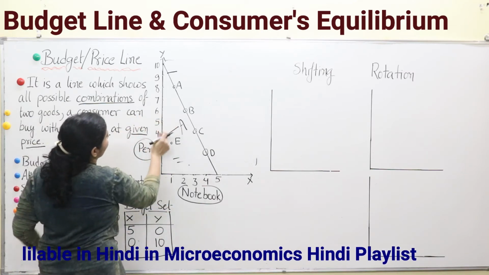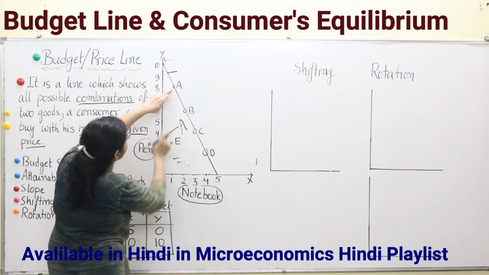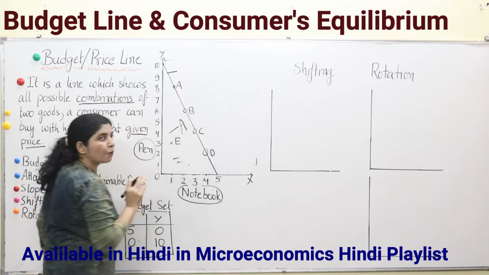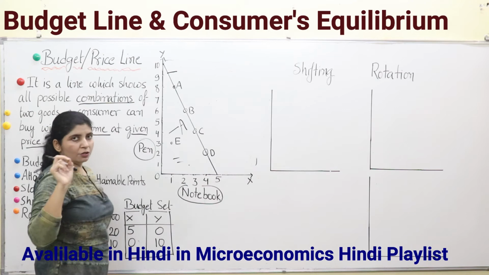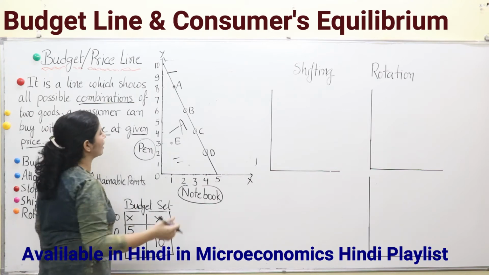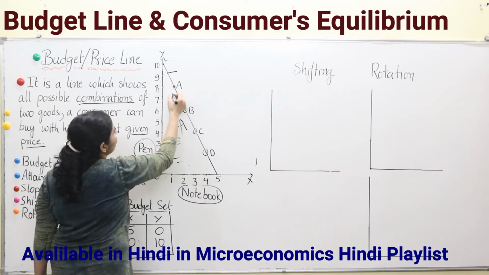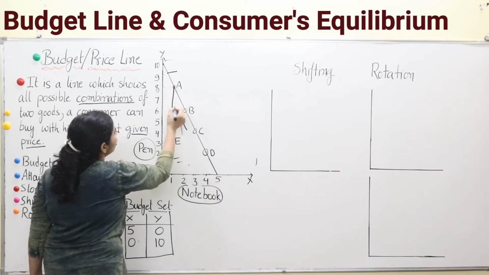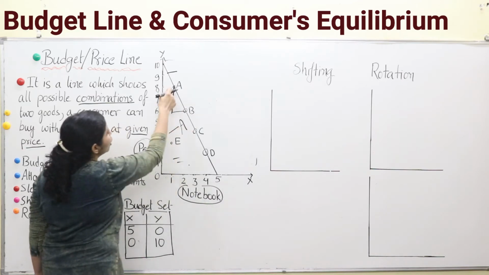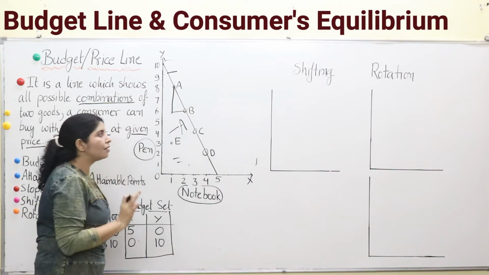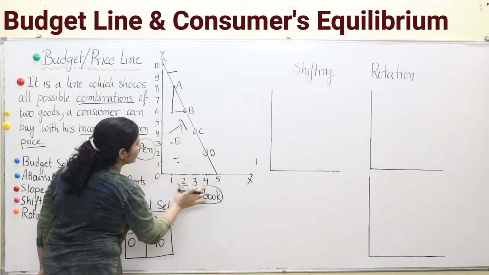Here, suppose you are at point A, and you want to get one more unit of notebook or X commodity, then how many units of Y commodity will you have to sacrifice? Take for example, you will have to sacrifice 2 units of Y commodity to get one more unit of X commodity. This is the X axis, this is the Y axis.